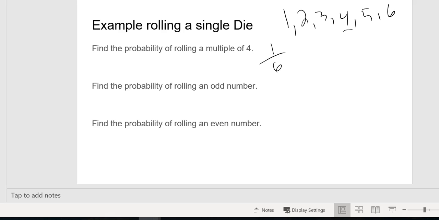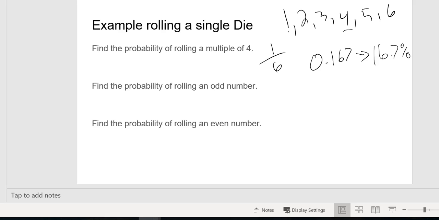So 1 divided by 6, you can take that in your calculator. 1 divided by 6 is going to be 0.167. That's the decimal, the one that we're talking about between 0 and 1. And then you can put it as a percent by just moving the decimal 2 times to the right. And that's the percent.